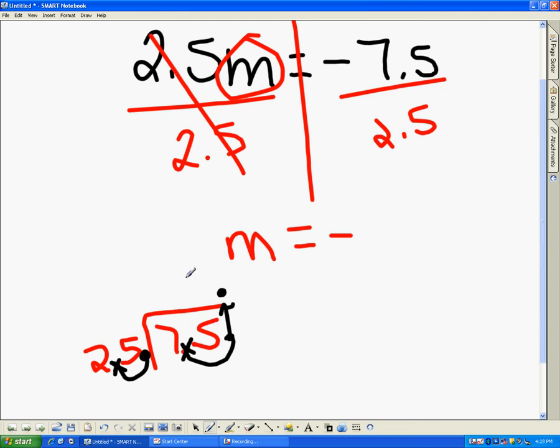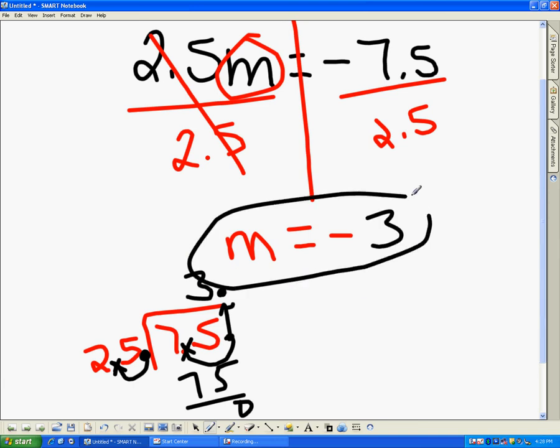25 goes into 75 3 times. 3 times 25 is 75. So that means that 25 goes into 75 3 times evenly. So my answer is negative 3. So in this problem, m is equal to negative 3. And I know I'm right because 2.5 times negative 3 is equal to negative 7.5.